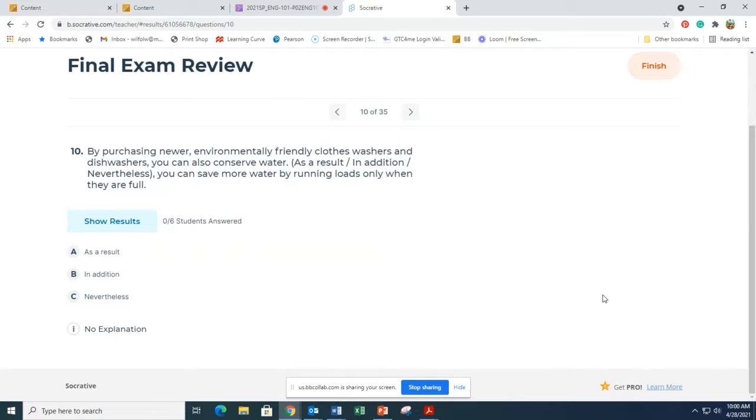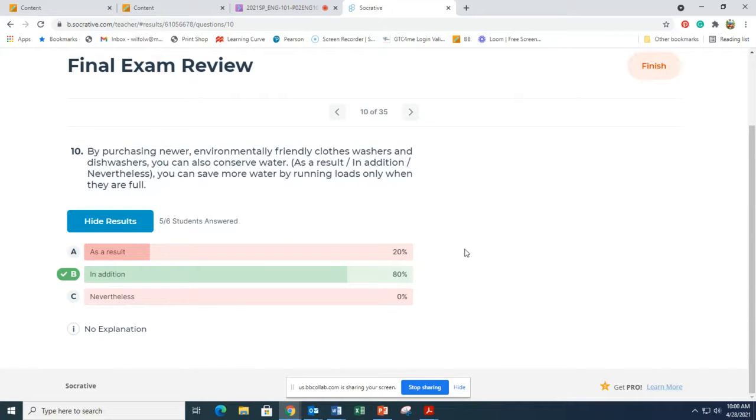By purchasing newer, environmentally friendly clothes washers and dishwashers, you can also conserve water. Blank. You can save more water by running loads only when they are full. All right. Yeah, good. This is in addition to the thing that was just said. You can do this, and you can also do this. Yep.